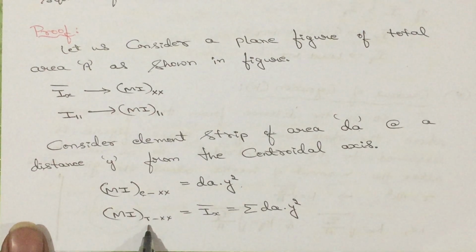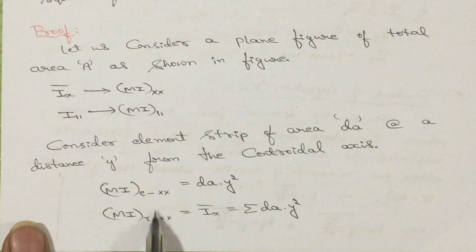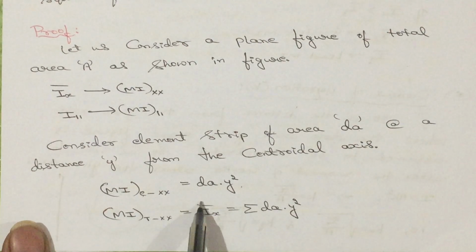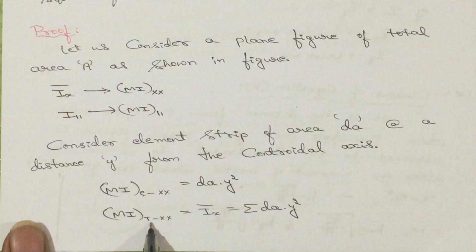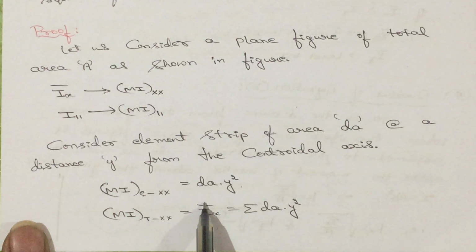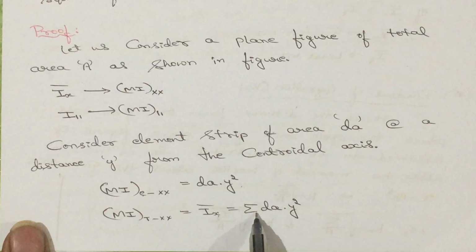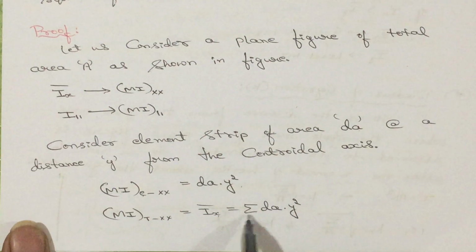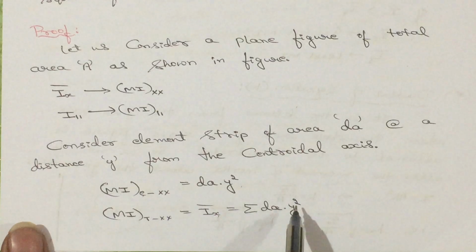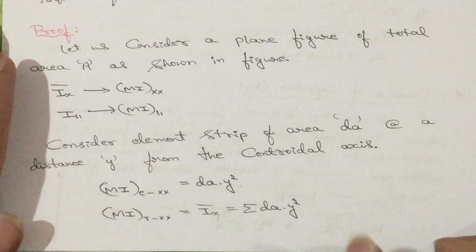Then the moment of inertia of the total area about the xx axis, which we call Ix bar, is obtained by summing dA into y square.